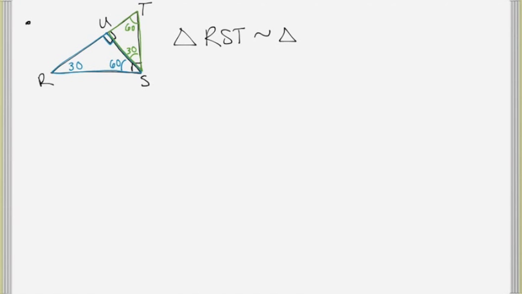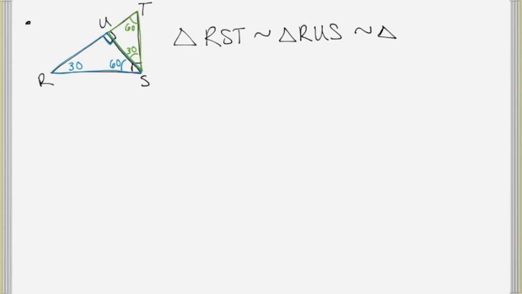So if the whole big triangle is RST, let's name the blue smaller one. What angle is going to match with R of the big triangle in that blue one? R, because it's still there. It's still 30 degrees. So 30 matches with 30. And the whole big one, RST, how big is S? 90. So what letter of the blue triangle will match with that? U, because U is 90. And what letter will match with T? S, because that's the other letter in that blue triangle.